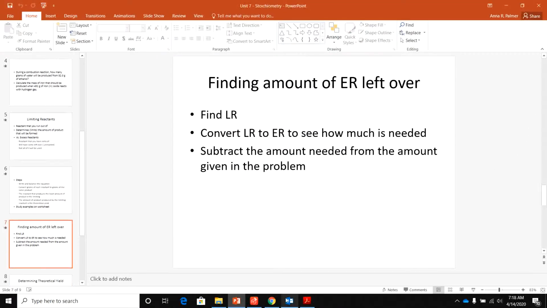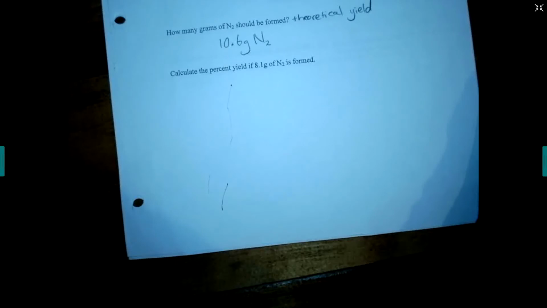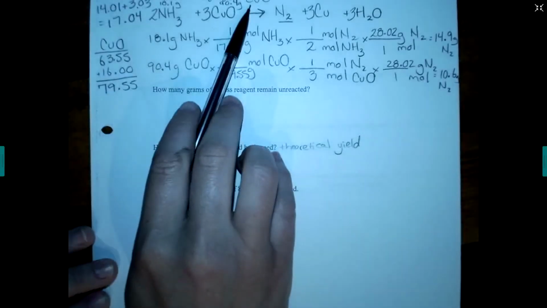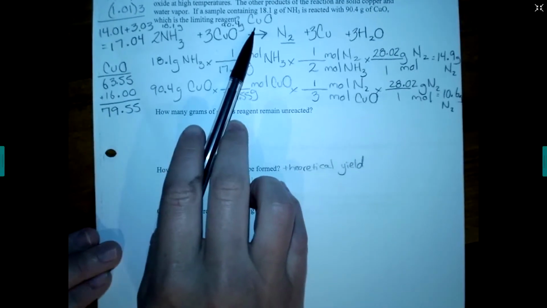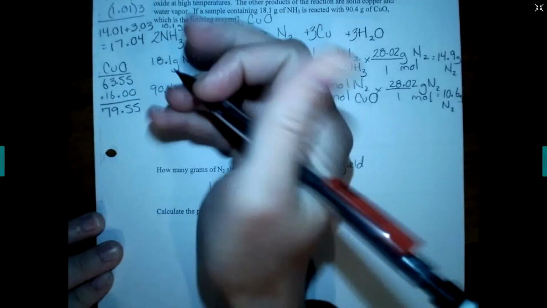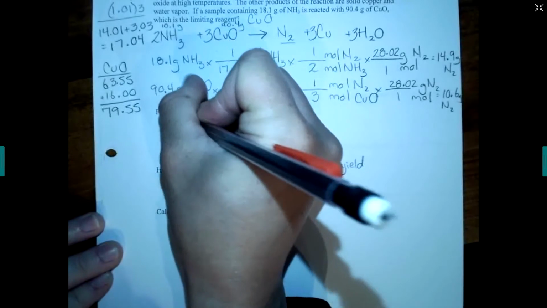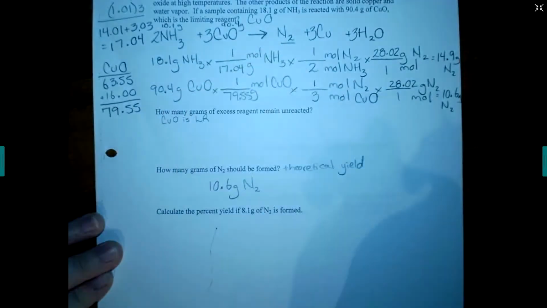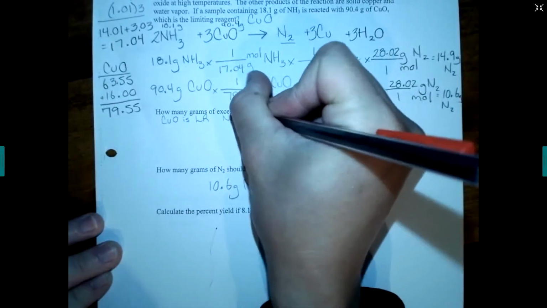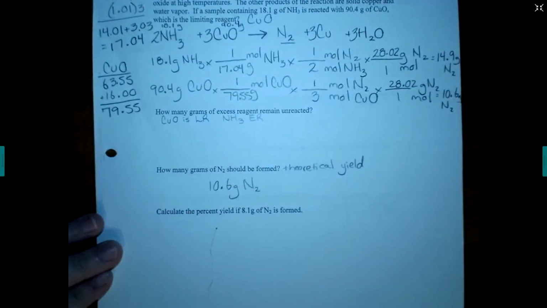All right, so let's go back to our example, and we're going to look at question number 2. It says, how many grams of excess reagent remain unreacted? Well, we determined that copper 2 oxide is our limiting, so that must mean that ammonia is our excess reactant. If you need to remind yourself of that, CuO is, I'm going to write LR for the limiting reactant. Ammonia is the excess reactant, the ER.